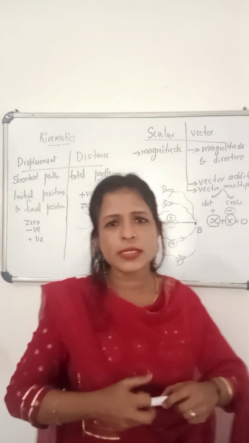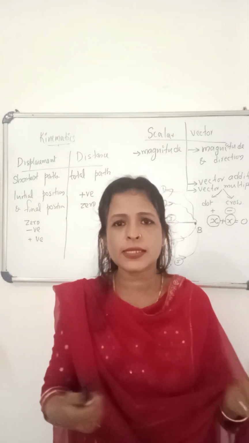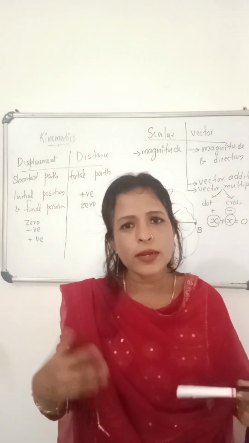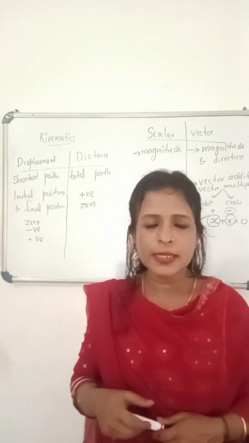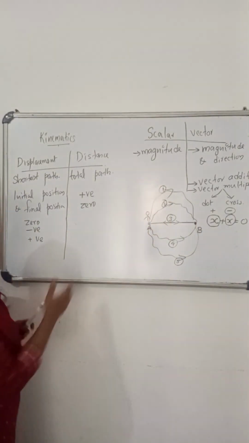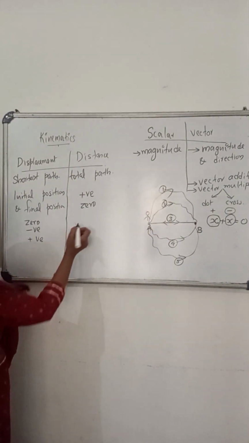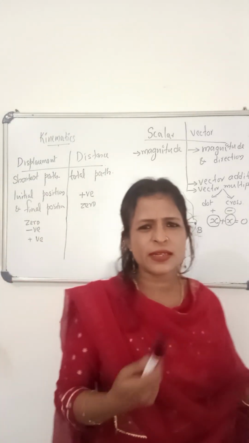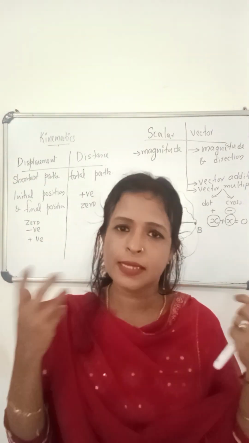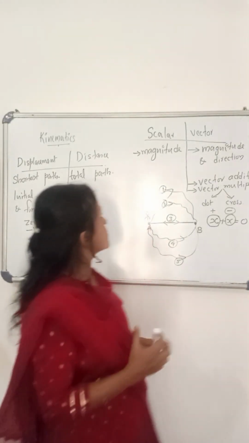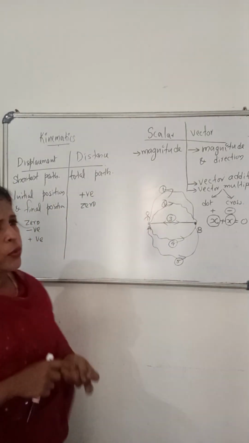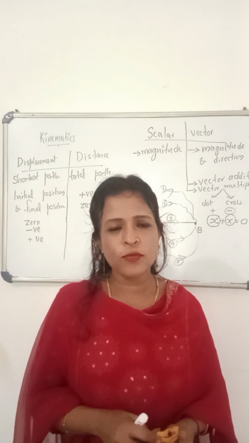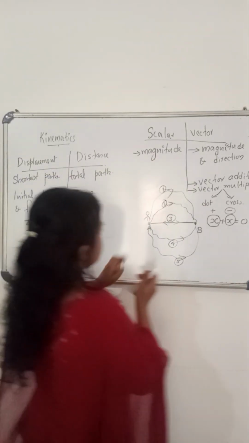What is the meaning of 0 distance? It is no distance. It is not moving. It is at rest. That is the meaning. So it can't have a negative value, only positive, and if it is at rest, it is considered as 0. So we need to discuss some other examples for explaining these two.